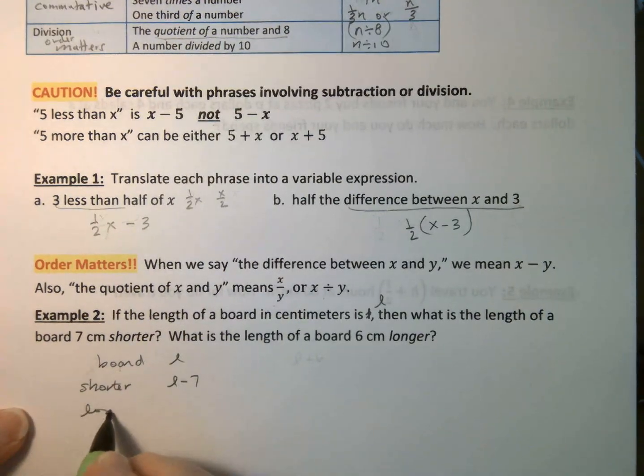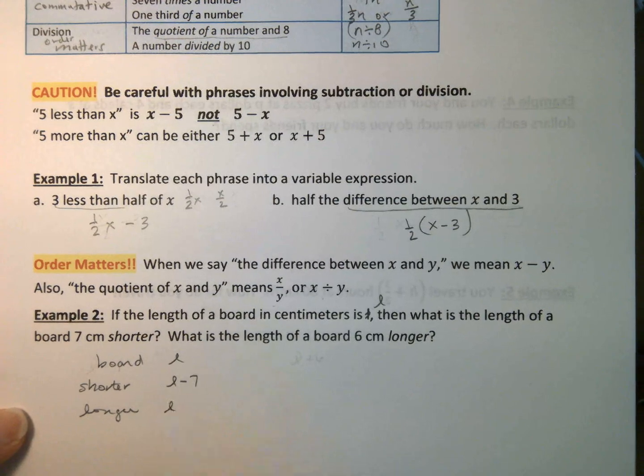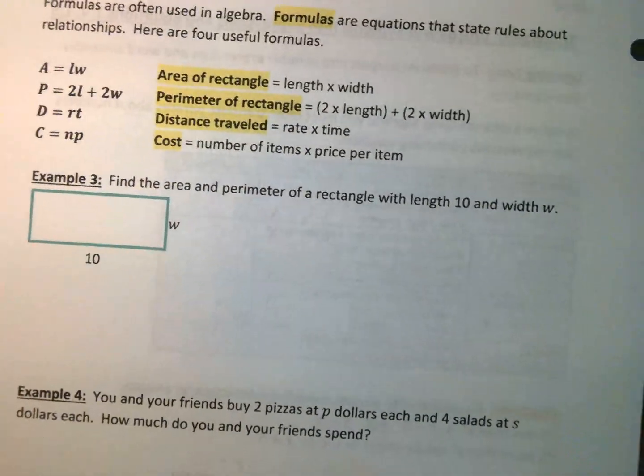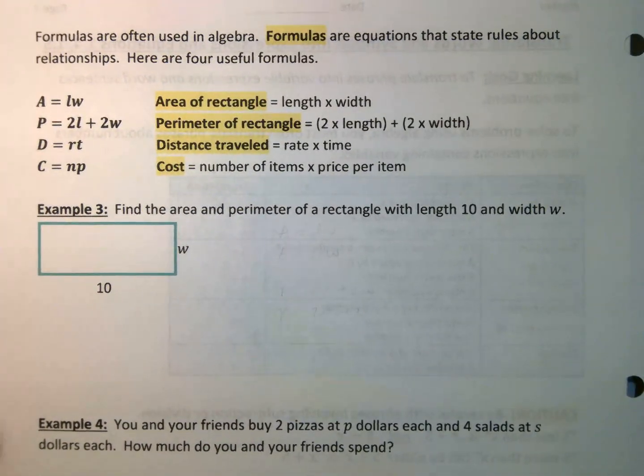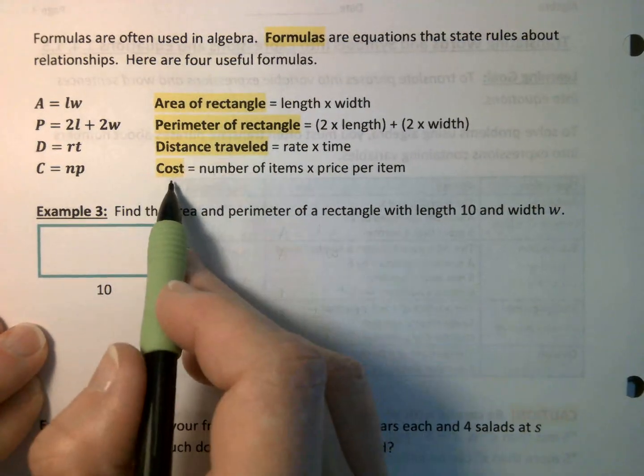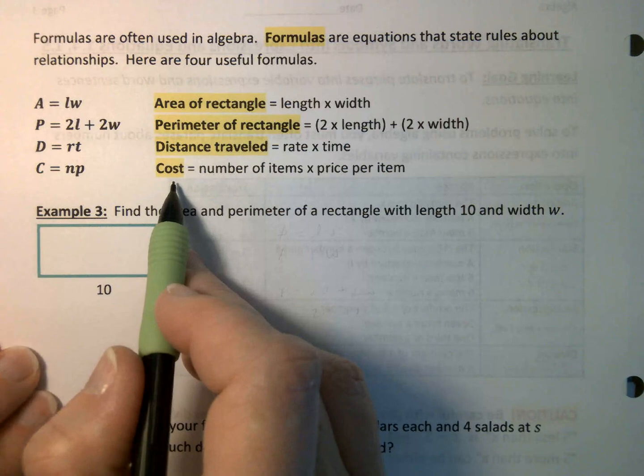And then I have a longer board, and it's the length of the first board plus 6. Okay? The back. Formulas. Formulas are often used in algebra, and they are equations that state rules about relationships. So here are 4 common formulas. You should have seen them last year in pre-algebra.